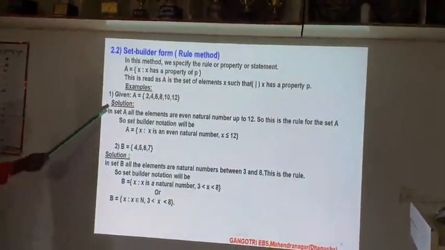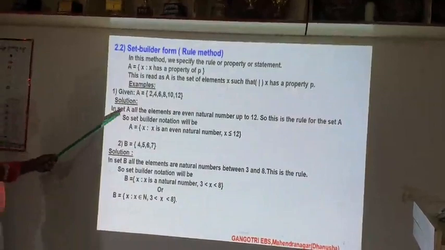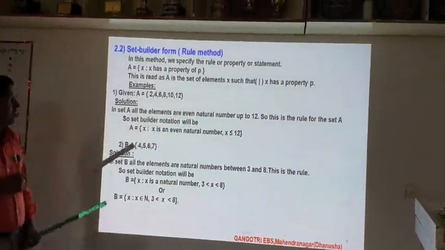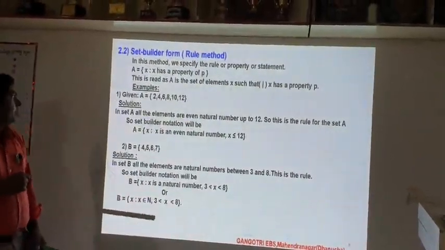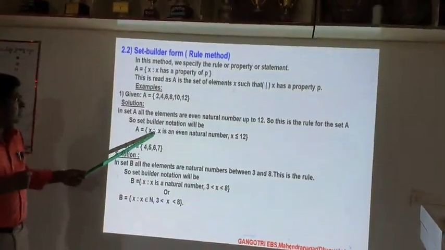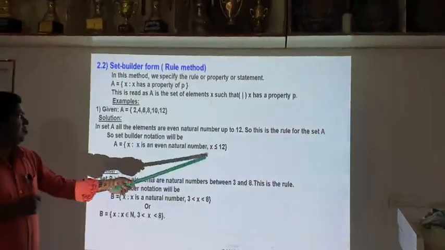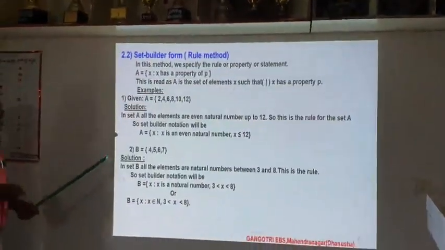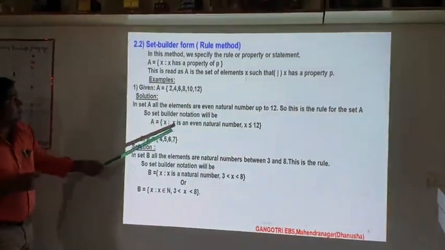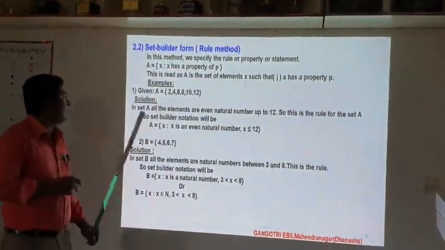See here an example. Given A equals 2, 4, 6, 8, 10, 12. This is the set of all even natural numbers up to 12. So this is the rule for the set A. In set builder notation we can write A equals {x such that x is an even natural number and x is less than or equal to 12}. It means all even numbers up to 12.